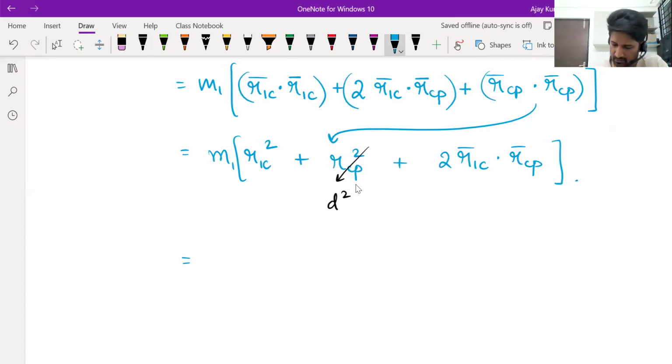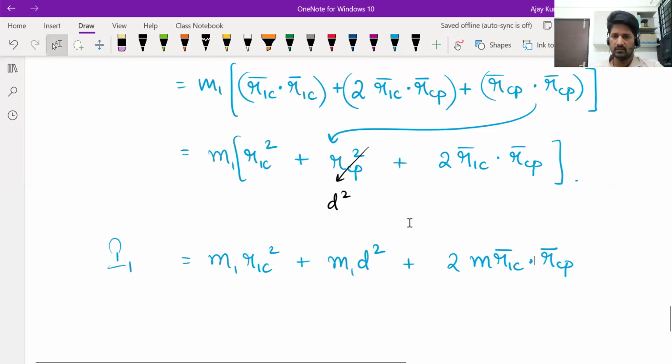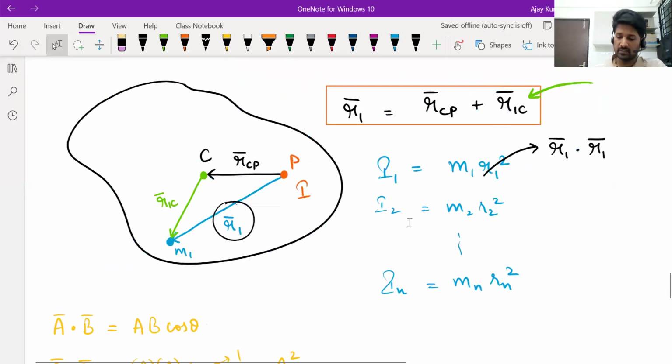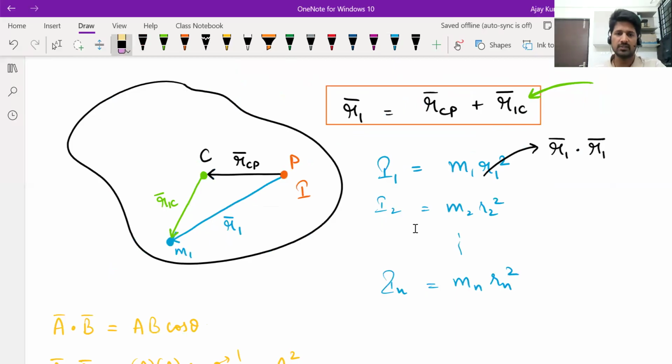So you end up getting the moment of inertia of the first particle about the new orange axis as m1 r1c square plus m1 d square plus 2 m1 r1c dot rcp. This is what we get. Now if you observe, the original distance r1 is no longer part of the equation. We have converted that into r1c and rcp terms. That was our aim: we want to make use of the center of mass in expressing the moment of inertia.